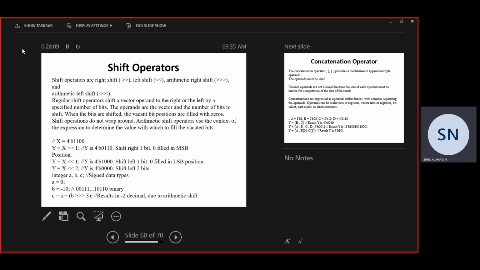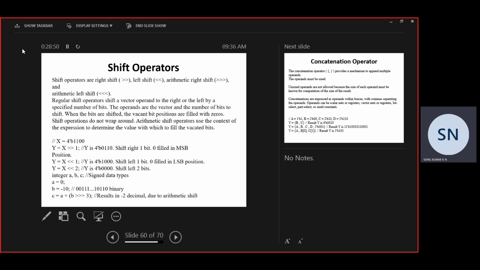Arithmetic right shift: here you can see a is equal to 0, b is equal to minus 10. So what does minus 10 mean? How are you going to get the minus 10 value? You first write 1 0 1 0, and then you take the 2's complement, then you will get the negative equivalent of 10. So that is minus 10 you will be getting. So 1 0 1 0 becomes 0 1 0 1 plus 1, which gives 1 0 1 1 0. That is the result you will get as this negative value.